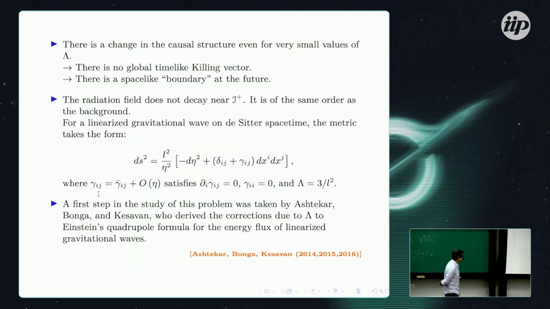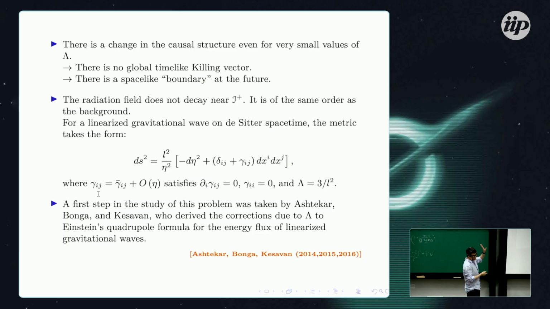Now, some changes as compared with asymptotically flat spacetime. In first place, there is no global timelike Killing vector, so this is a problem. And as I say, the boundary now is spacelike and is at the future. Another very important difference as compared with the case when lambda is equal to 0 is that the wave field does not decay near the future. We don't have this 1/r behavior.